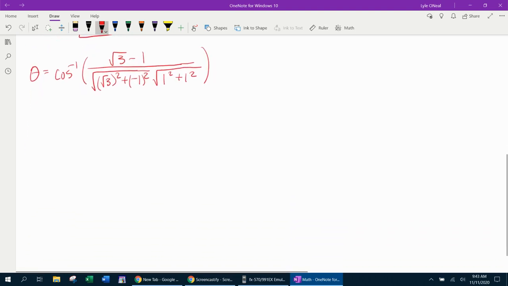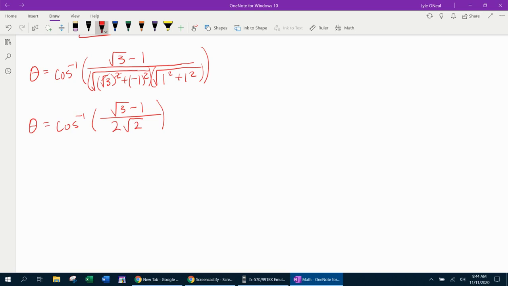And then if I could scroll up just a bit, we're going to have the inverse cosine of square root of 3 minus 1 over. Now to simplify the radicals here, when you square a square root, those cancel. Negative 1 squared is 1, so that's basically going to be 3 plus 1, which is 4. And the square root of 4 is 2. In the second radical expression, 1 plus 1 is 2. And so we're going to leave that square root of 2.